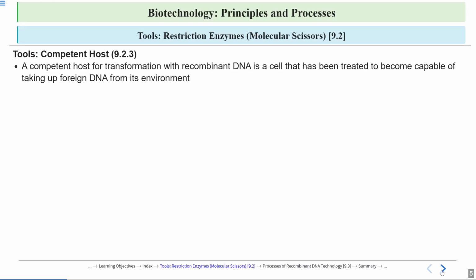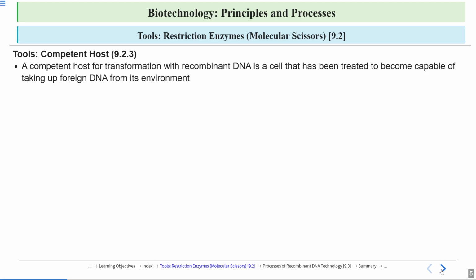Competent cell. What is a competent cell? Competent host, sorry. A competent host is a host which is suitable to take the foreign DNA inside it. The definition says that a competent host for transformation with recombinant DNA is a cell that has been treated to become capable of taking up foreign DNA from its environment. This means a competent host is a cell which is suitable and capable of taking that foreign DNA, that is the recombinant DNA, into itself and getting transformed.